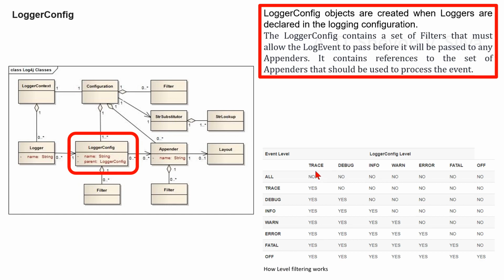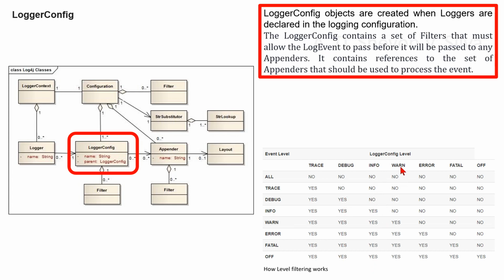Here, if we configured the log level to trace, it is yes for all, and other levels are also yes. And if we set the configuration to debug, it is no for trace, and yes for all the other levels. And if we set the configuration to info, it is no for all, trace and debug, and yes for other levels.